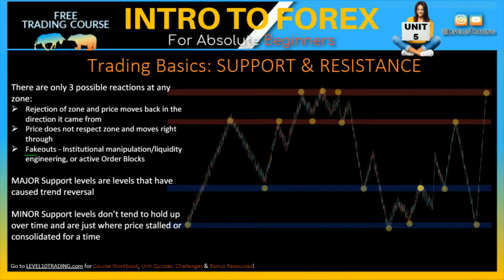manipulation at these zones. So many times, I touched on it earlier, you'll see price travel beyond the zone you drew just enough to fake traders out into thinking price is going to blow through that level of support or resistance that they're in, but actually price reverses, thereby rejecting the zone and going back in the direction from which it came.